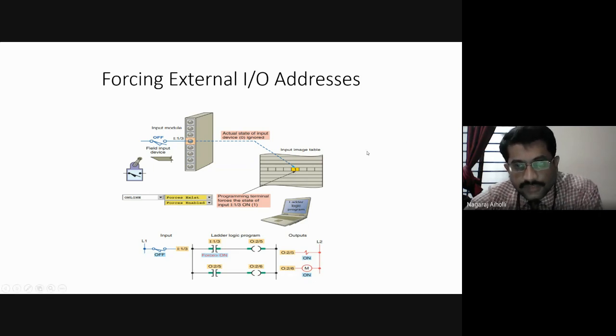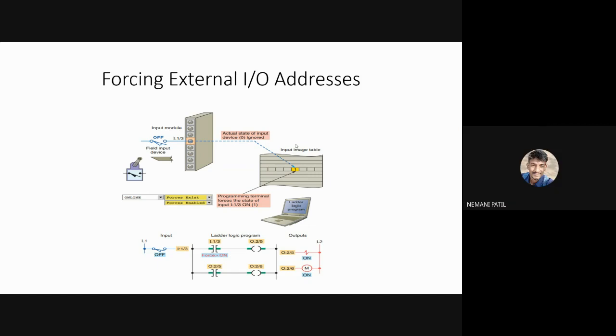Here the solenoid, the output device, is in off state. We are forcing the solenoid to go from off state to on state. What will be the bit stored in the output image table file, whether it will be 0 or 1 after forcing? Whether it be 0 or 1? 1, sir. 1. Is it not simple?